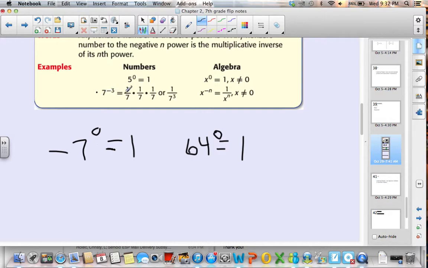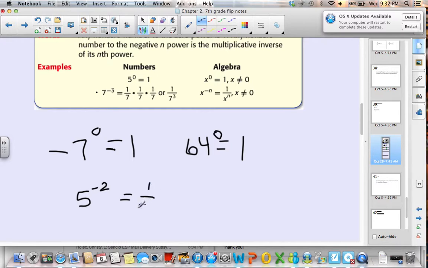So they have it as 1/7 times 1/7 times 1/7, which we know when we multiply fractions, we multiply our numerators and our denominators. 7 times 7 times 7 is 7 cubed. So it'd be 1 over 7 cubed. Okay, so say we have 5 to the negative 2. That would be the same as 1 over 5 squared.